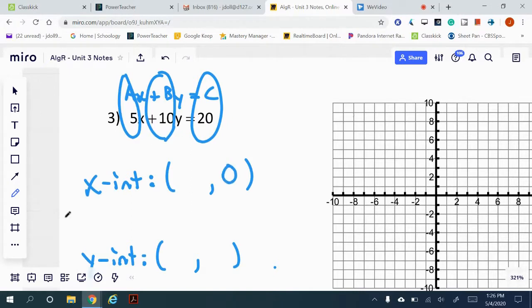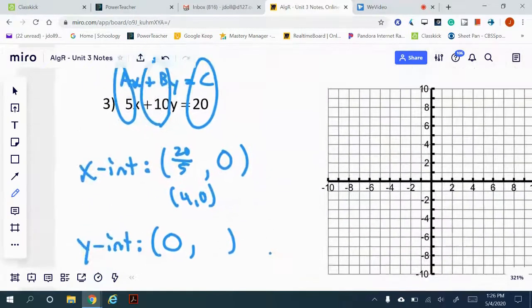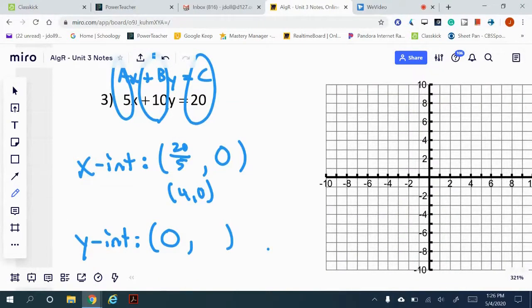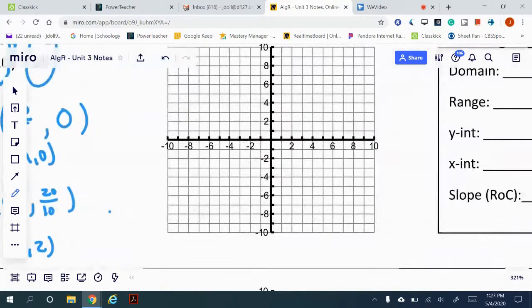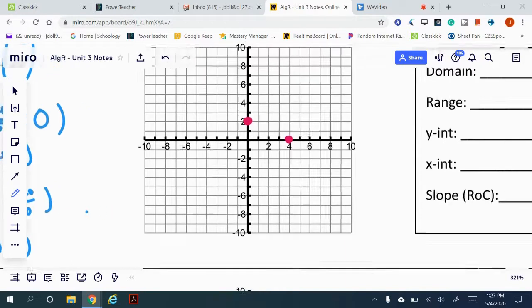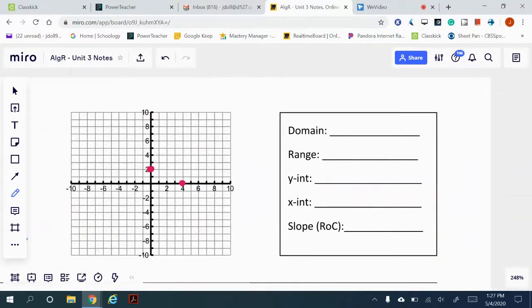The x-intercept always ends with 0. The y-intercept starts with 0. So c over a is 20 over 5, which gives me 4 comma 0. And the y-intercept is 0 comma c over b, so 20 over 10, which gives me 0 comma 2. So I know I have a point on my line at 4, 0, my x-intercept, and 0, 2, my y-intercept. And that's enough information for me to graph a line, right?